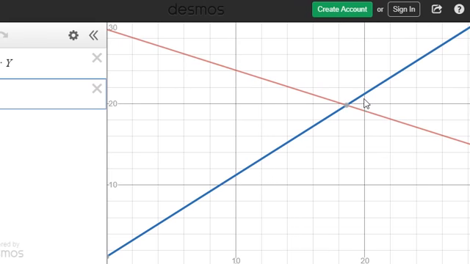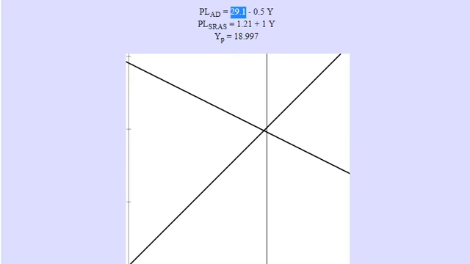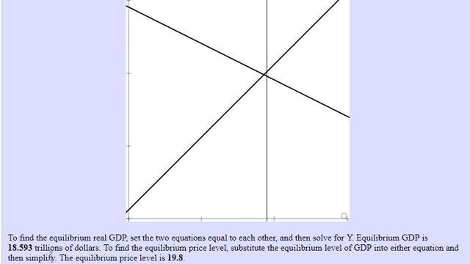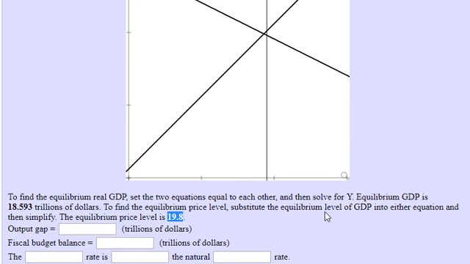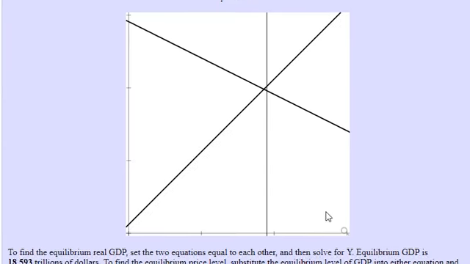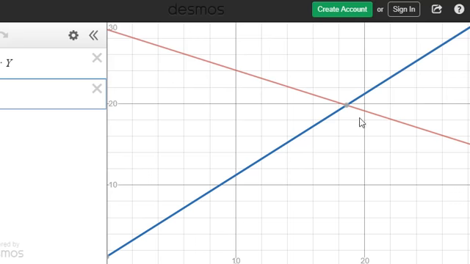Notice aggregate demand meets aggregate supply at what? It meets it at the equilibrium, and GDP is 18.593, and the price level is 19.803, and that's exactly what we get here. GDP is 18.593, and equilibrium price level is 19.8. And I guess I rounded it to 2 decimal places, right? 19.80 would be rounded to 2 decimal places.